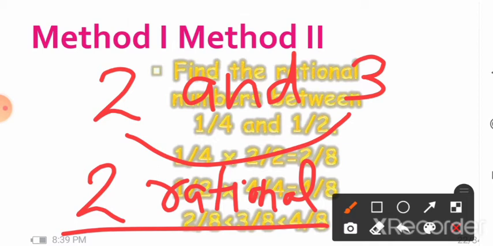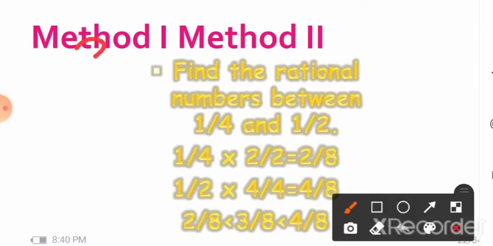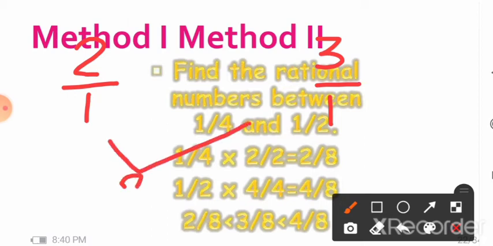So first, between 2 and 3, calculate two rational numbers. The first motto is to check the denominator. The numbers given here are 2 and 3 only. So the first target is to check the denominator. If the denominator is equal, then check how many rational numbers we have to find. The question is asking for two rational numbers.